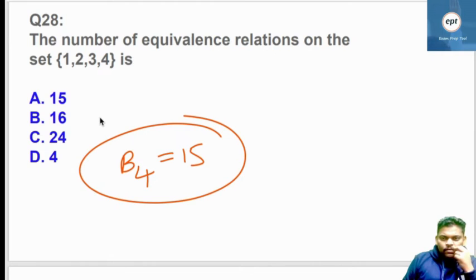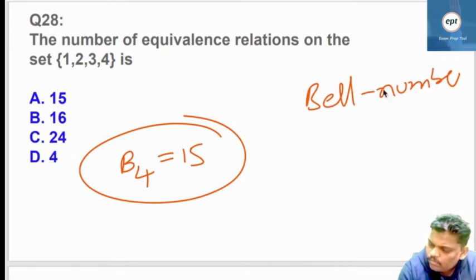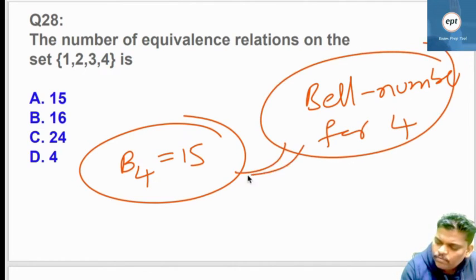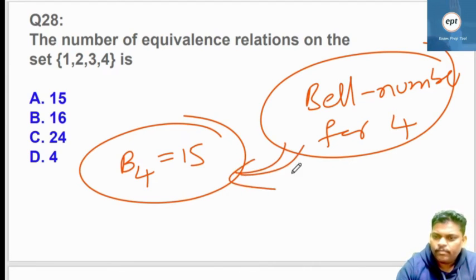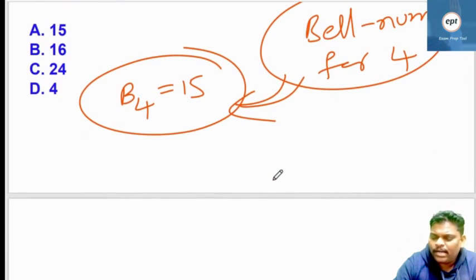Just Google how to find the Bell number for n. How to calculate B4? Bell number 4 is called B4, which is 15. Yeah, you try. If not, tomorrow I will give it. First you try. If not, tomorrow I will give it.